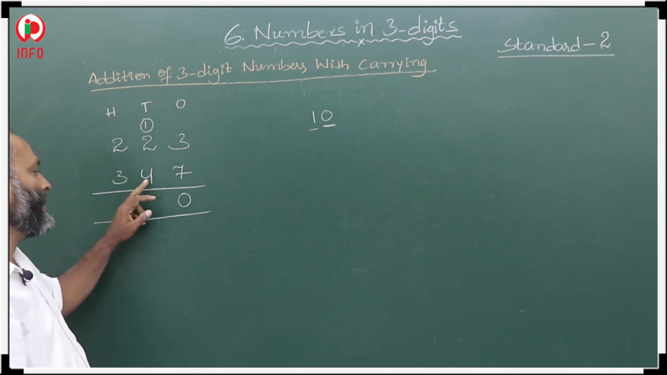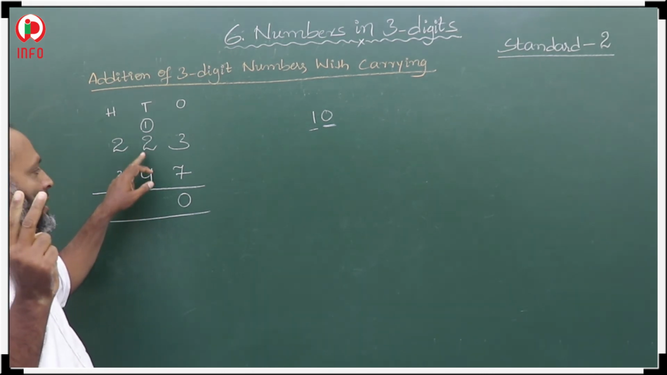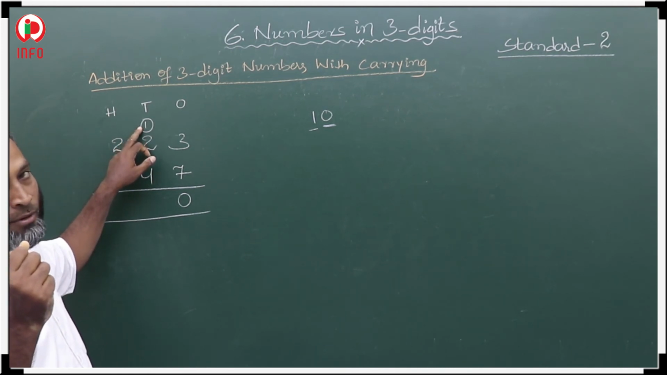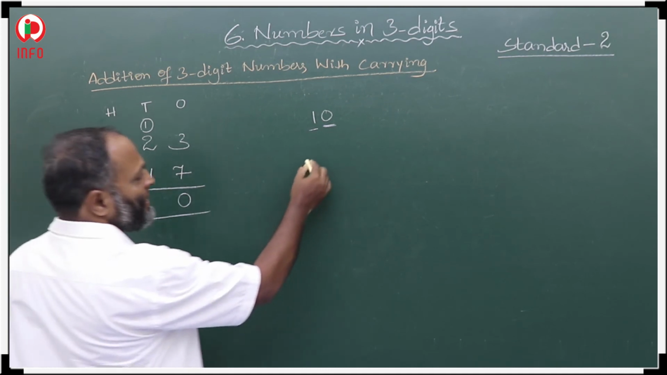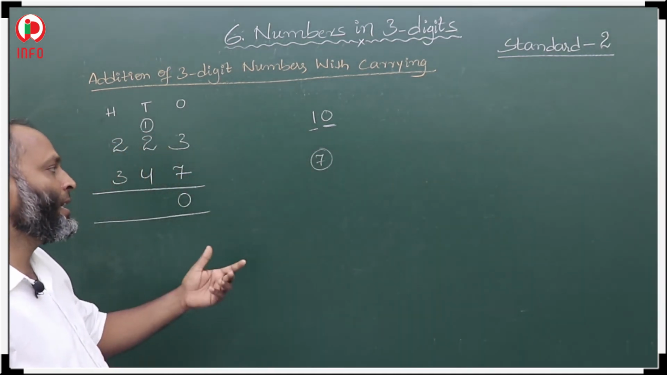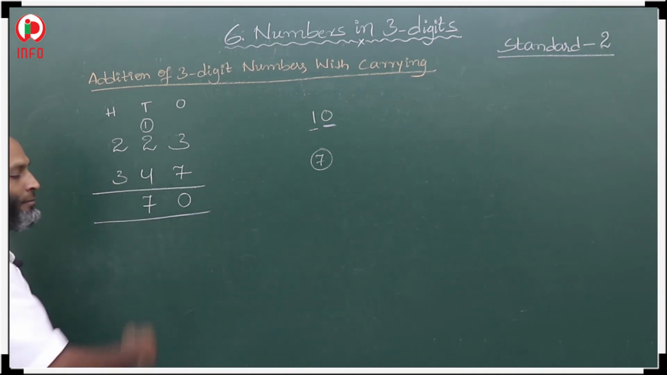Then how to add? See here, 4. 4 plus 2, 4, 5, 6. Still here 6. And after that, this one also we have to add. 6 plus 1, 7. 7 is a single digit number. It is not more than 9. So it is a single digit that we have to keep as it is, 7.